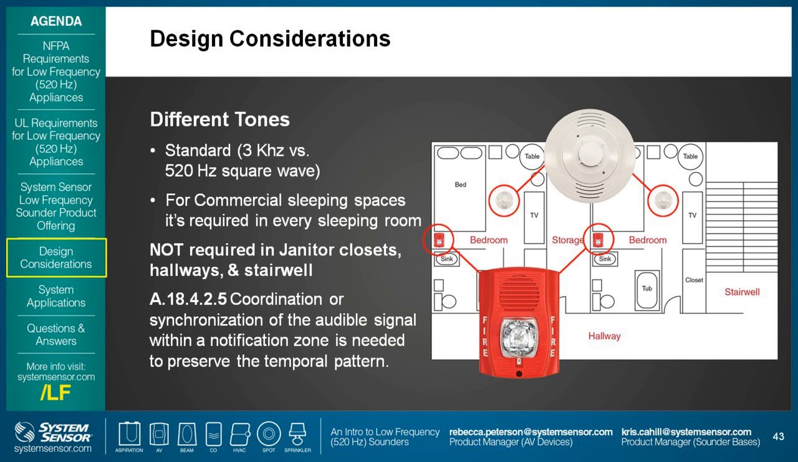One question we do get asked is, is there a requirement that the tone be the same throughout the building? And the answer is no. So you could have the 3 kilohertz in one part and the low frequency in another. NFPA 72 does allow the difference of tones as long as tones within the notification zone are synchronized. The only requirement is that you preserve the temporal pattern.